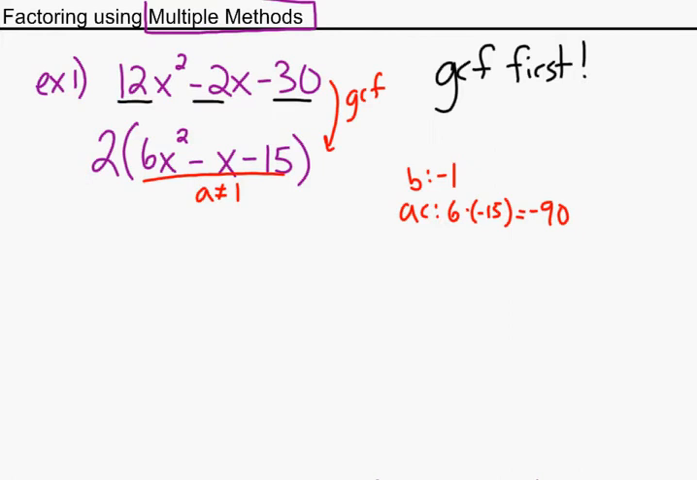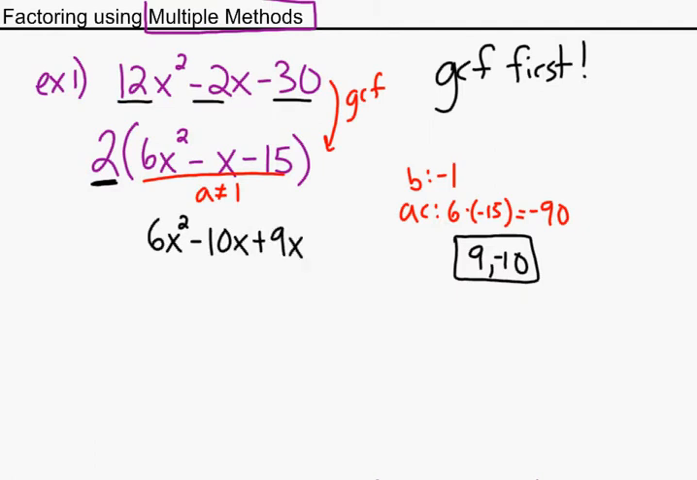So I look at it and I realize that I'm going to use 9 and 10 as my 2 numbers, with the 10 being the negative, because I want a negative 1 when I add them together. So I'm going to leave this 2 out front and not forget about it. I'll come back and get it later, and continue on with this process of a is not equal to 1. So I keep the 6x squared. I split up negative 1x into negative 10x plus 9x, and then I keep the negative 15.